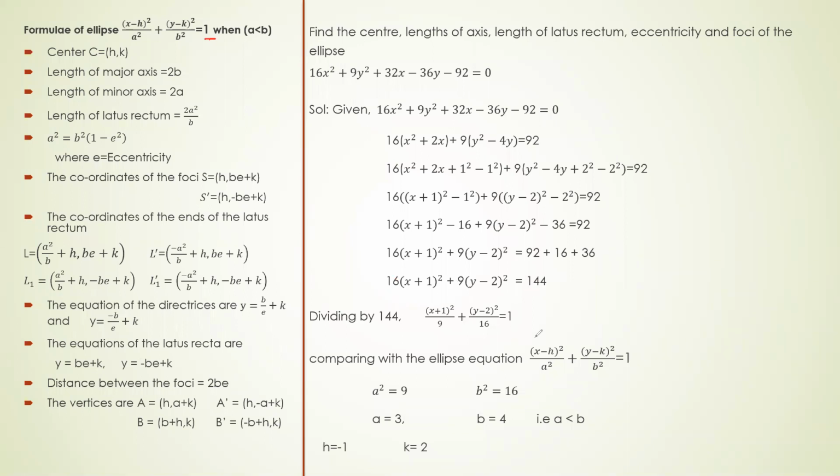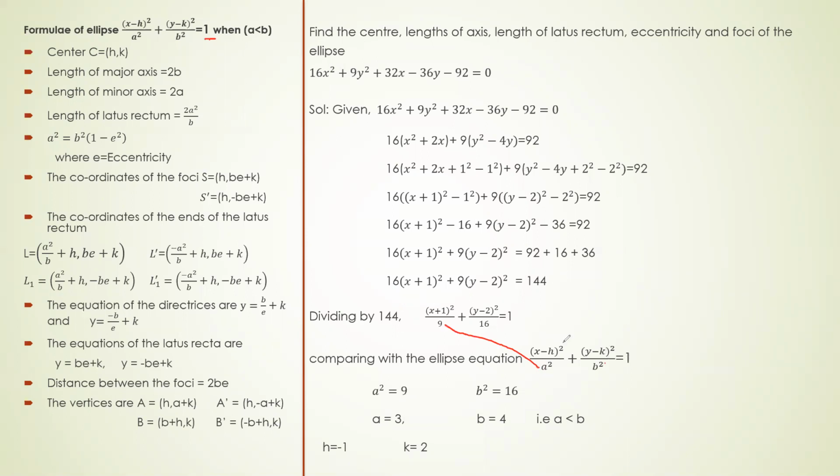Now we have got the given problem in the standard form. Which form? That is, (x minus h) whole square divided by a square plus (y minus k) whole square divided by b square is equal to 1. Now we can compare and then calculate all the rest. Now compare the things. A square value is equal to 9. So a square is 9, so a value is 3 when you take the square root.